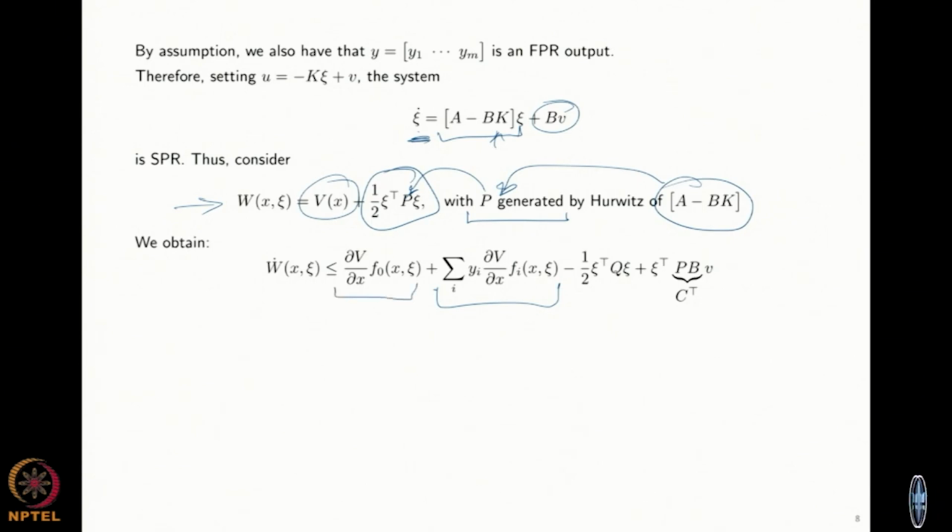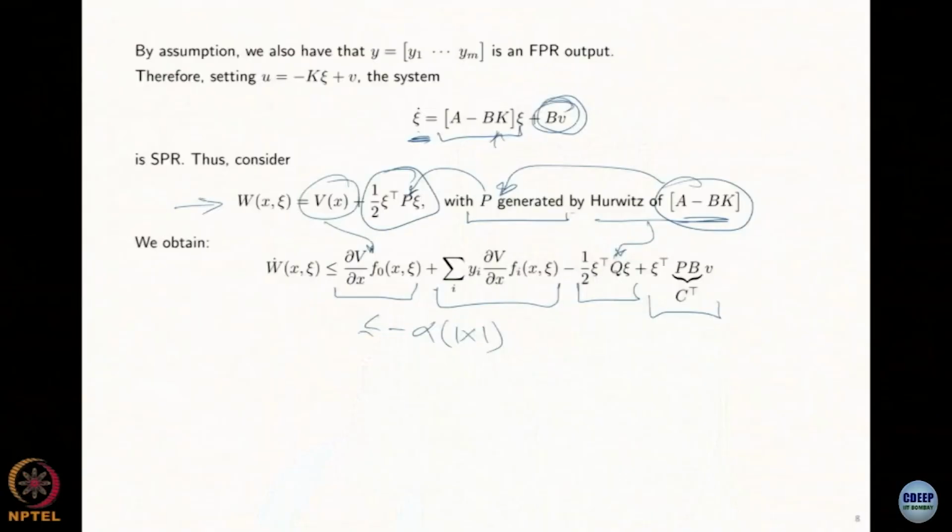less or equal than this term that comes from V. Now this one, you know that it is bounded from above by a class K function. Then you have all these terms that you don't know a priori what to do with, and of course this term that comes from the Hurwitz matrix. But then, because you added a new input that you are still going to design now, you will get this term here, psi transpose times P times B times the new input, okay?